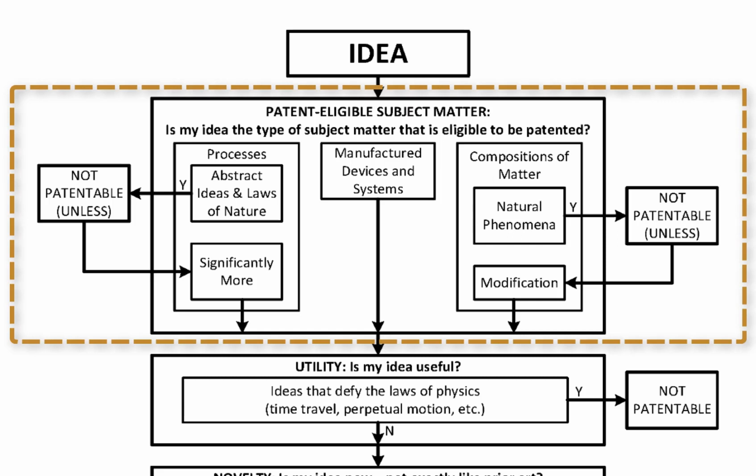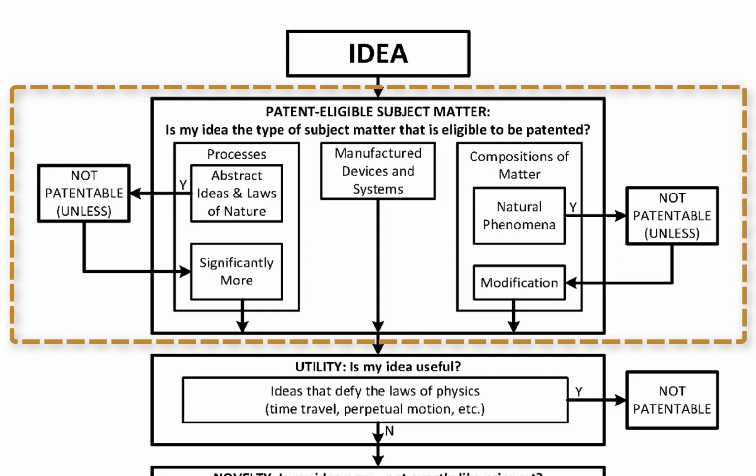Manufactured devices and systems really don't have much controversy. If you're making a thing, a piece of hardware, a piece of clothing, something that has a physical substance to it, then it most likely will pass the patent-eligible subject matter criteria without much trouble.